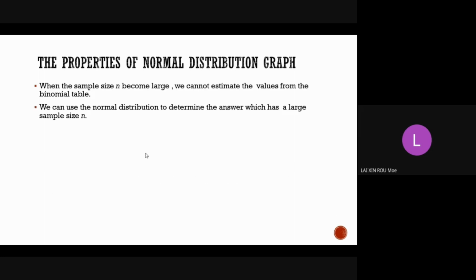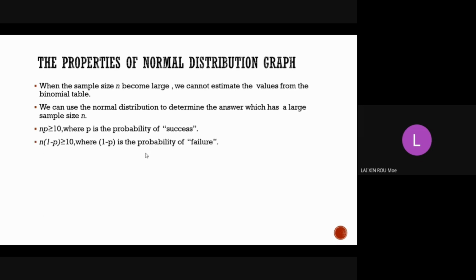When the sample size n becomes large, we cannot estimate the values from the binomial table. So we can use the normal distribution to determine the answer which has a large sample size n. Below are the conditions needed to determine whether the size n is large enough or not. When the mean is greater than or equal to 10, where p is the probability of success, and 1 minus p, which is q, is the probability of failure.